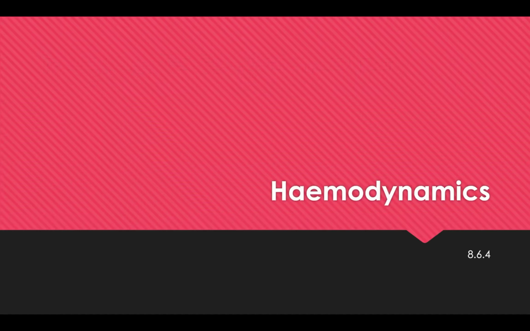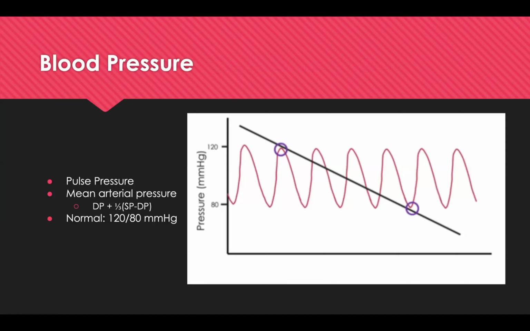So now we're going to move on to a bit about hemodynamics, which is 8.6.4 on your syllabus. So you need to be aware, blood pressure varies through the heart cycle. When the ventricles pump, this will cause peak blood pressure, and as they relax, this will gradually drop until the heart contracts again, causing blood pressure to rise, and so on and so forth. And this difference is called the pulse pressure.